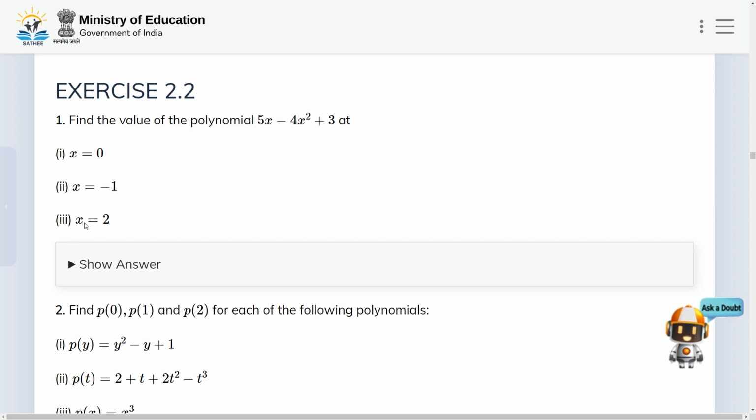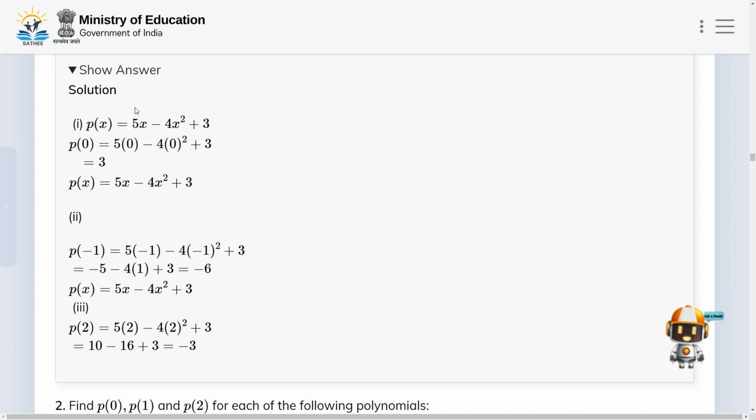So let us find the value of the polynomial 5x minus 4x square plus 3 at point x is equal to 0, x equal to minus 1 and x equal to 2. So here we can let p of x be equal to 5x minus 4x square plus 3. Now if we substitute the value of x is equal to 0 in this polynomial, then we get p of 0, this is equal to 5 times 0 minus 4 times 0 square plus 3, and this is equal to 3. So the value of p of x at point x equal to 0 is basically 3.